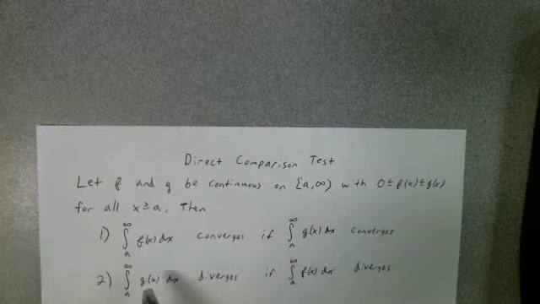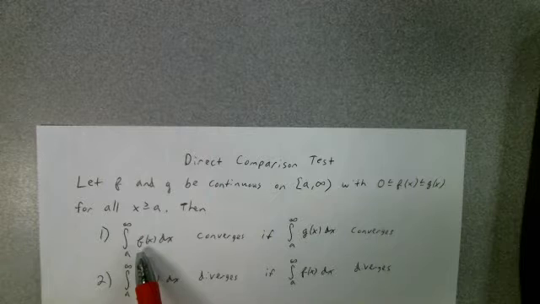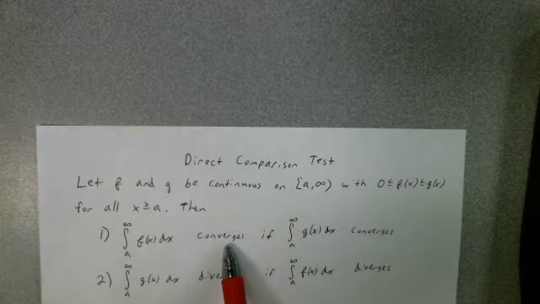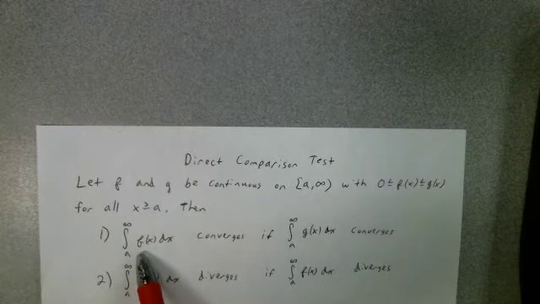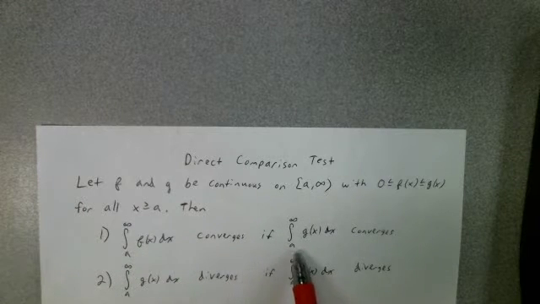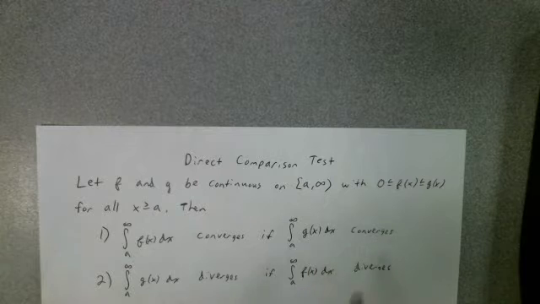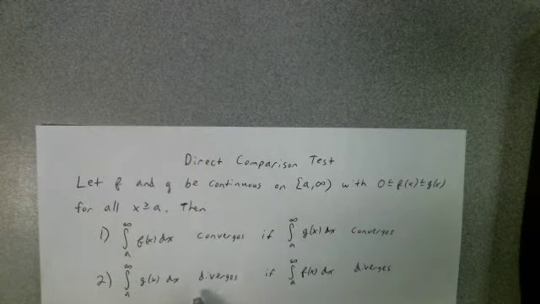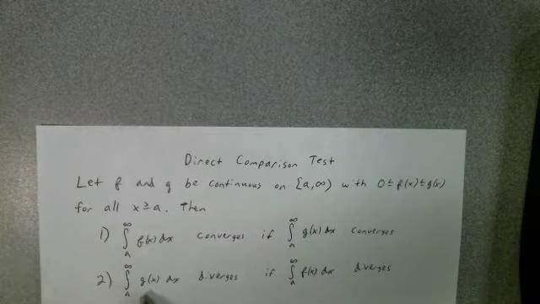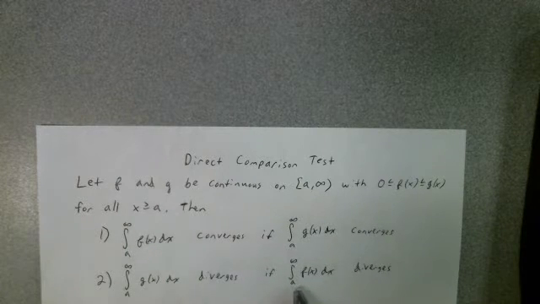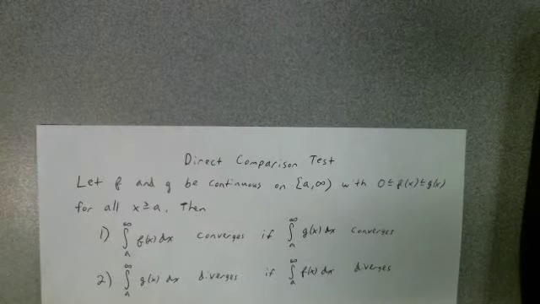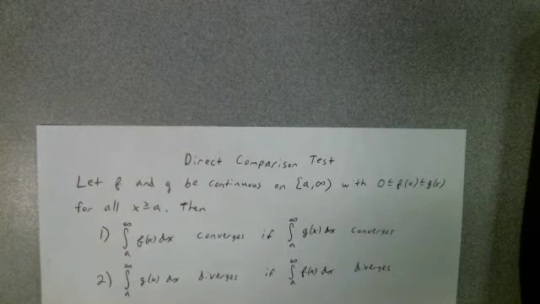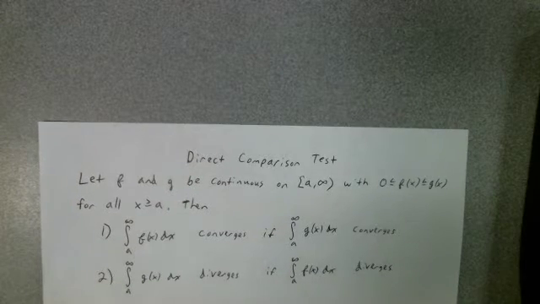So if that happens, then the integral from a to infinity of f of x converges if the integral from a to infinity of g of x converges. And if the integral from a to infinity of g of x dx diverges, the integral from a to infinity of g of x dx diverges if the integral from a to infinity of f of x dx diverges. So all this is doing is describing the idea that we already discovered.